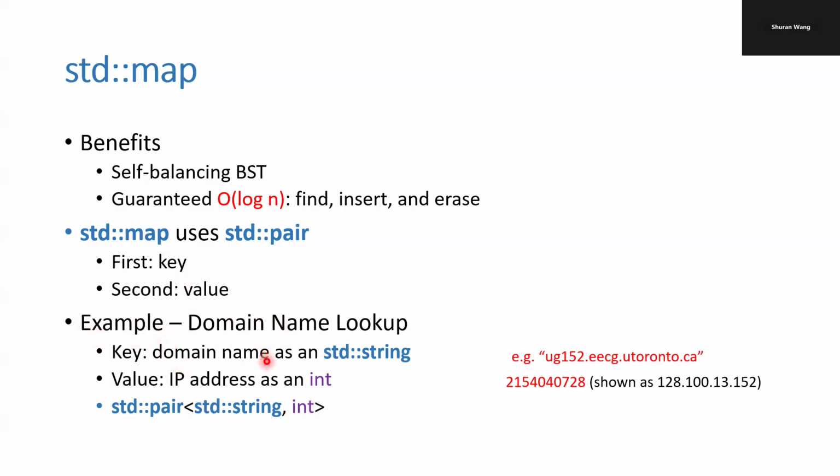So for example, domain name servers, DNS. If you are going into your browser and you type in a URL, what the browser does is that it contacts the domain name server, and the domain name server will do a domain name lookup to find your domain name as a string and its corresponding IP address as an integer. So the pair stored in the domain name server binary search tree is a pair of string and integer, where the string is the key, value is the integer.